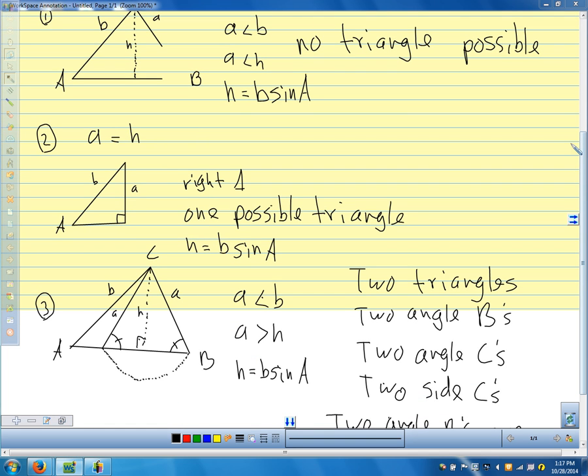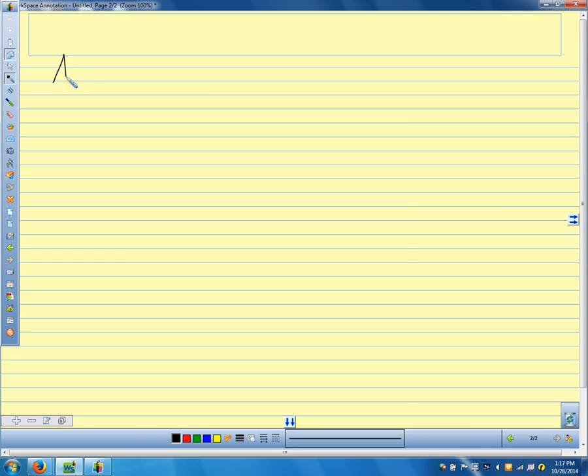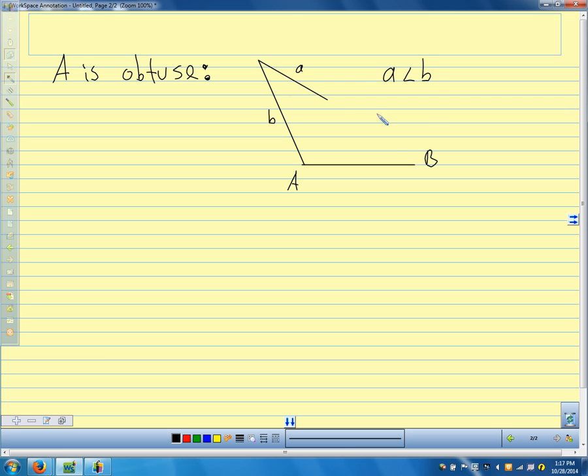If A is obtuse, it's much easier. So we have the first situation, if A is obtuse, we have something that looks like this. There's A, there's B, and here is angle B if it exists. If A is less than B, can we make a triangle at all? No, this angle can't change. So if A is less than B for an obtuse angle A, we have no triangle.